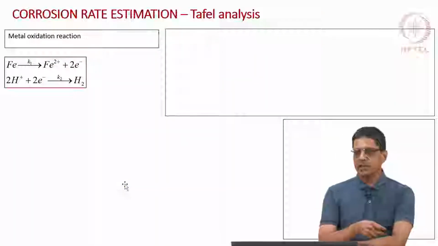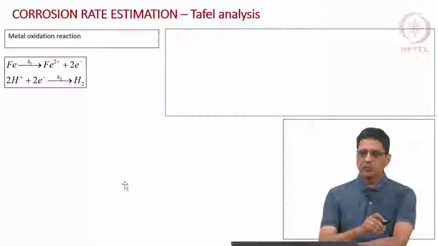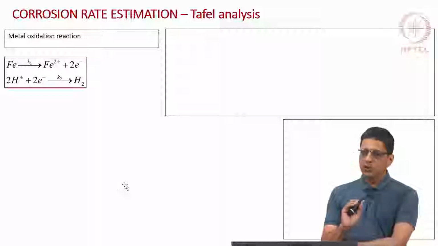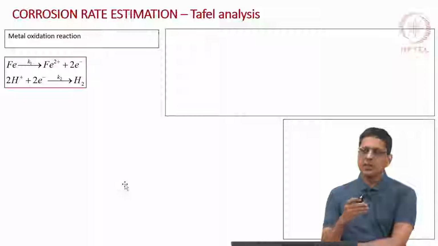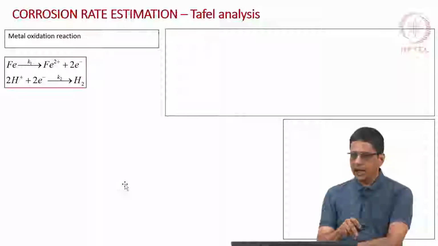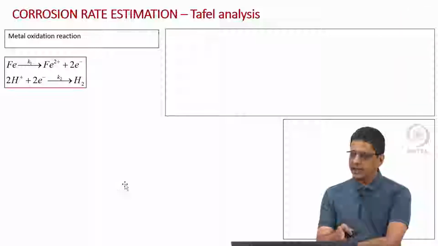So, in corrosion rate estimation, people commonly use what is called Tafel extrapolation, often called Tafel analysis. If you imagine that you have metal oxidation, iron oxidizing to iron 2 plus, and simultaneously H plus reduction to hydrogen, you can imagine that these two reactions are elementary reactions. They may or may not be elementary reactions, but let us assume that they are. The first reaction is called anodic, it is oxidation, and the second reaction is cathodic. When both proceed at the same rate, you will have iron dissolving into the solution and hydrogen ion coming out as hydrogen gas.